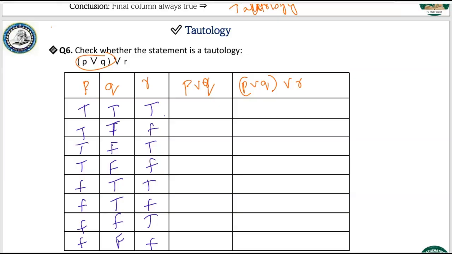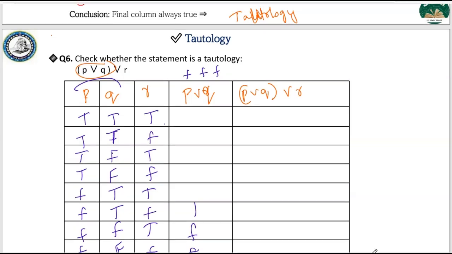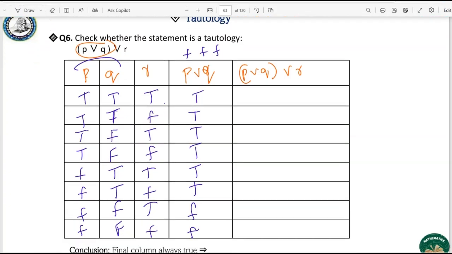Now OR is nothing but F and F, it is F. We have to check if it is in both. Yes, in the last row we have F and F, it is F. Remaining all will be T.